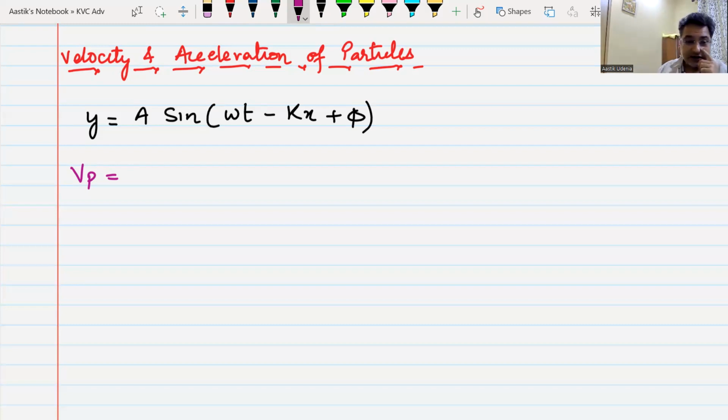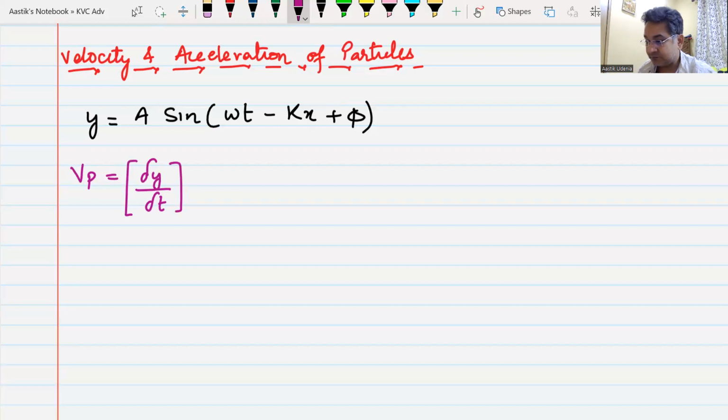So basically what I need to do is differentiate this, but it is not a complete derivative. It is a partial derivative. Keeping what constant? x is a constant. Do we understand this?